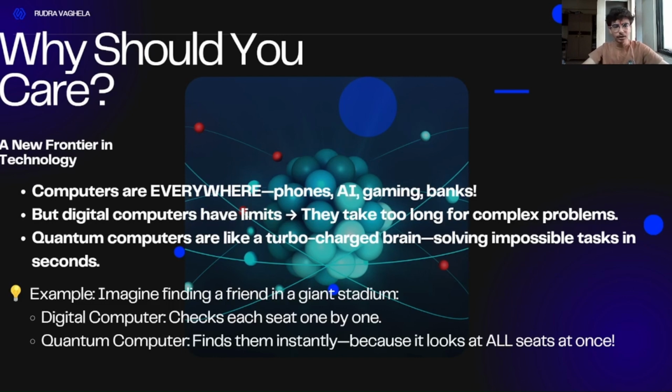Example: imagine you are finding your friend in a giant stadium. With a digital computer, it will go and check every seat one by one. But a quantum computer has a catch. It finds them instantly because it checks all seats at once. So it can easily find your friend in that one second.